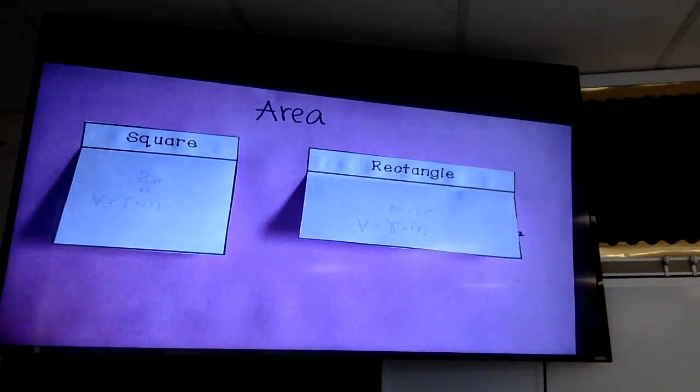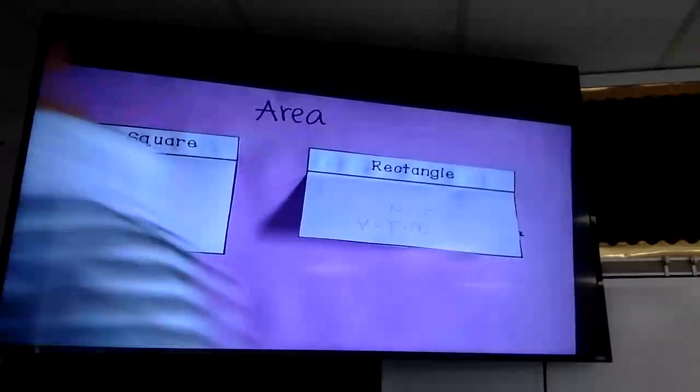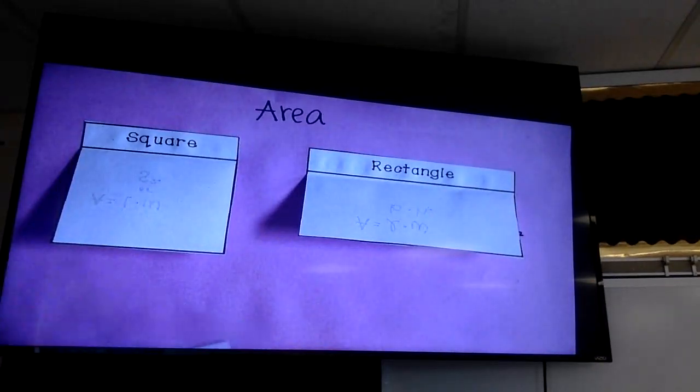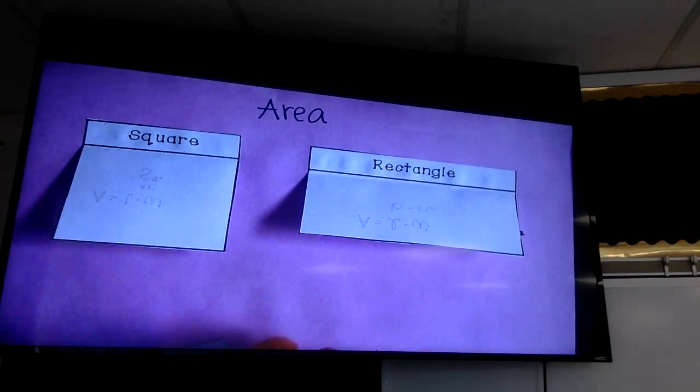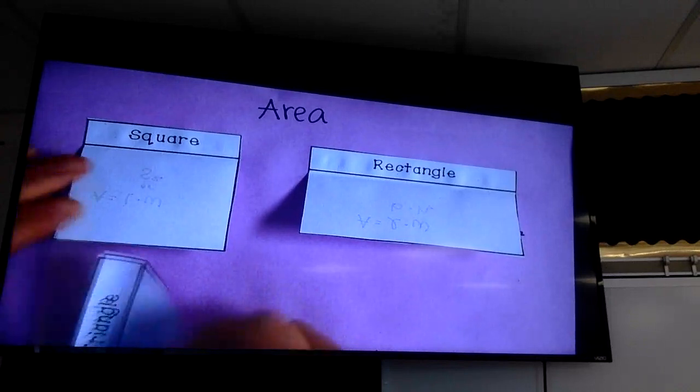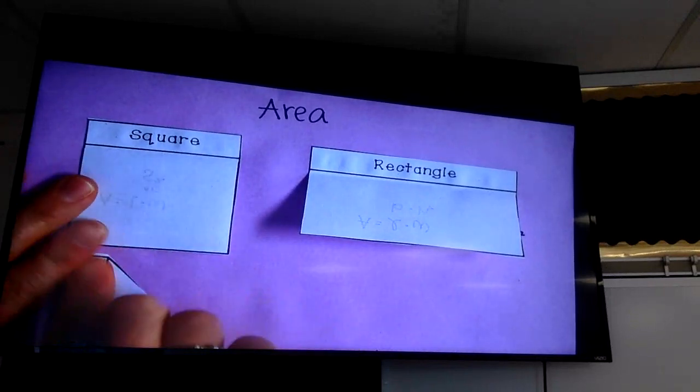All right, let's try another one. Let's try triangle next. Okay, so I'm going to take my triangle. Again, I'm just going to put the glue where it says triangle, stick it on, and create my flap.